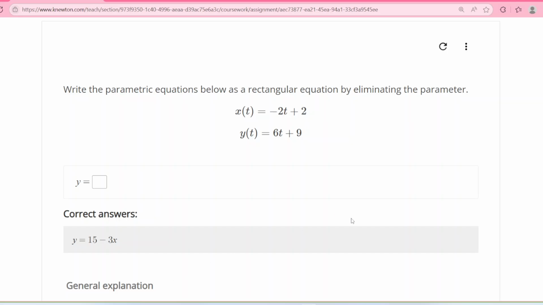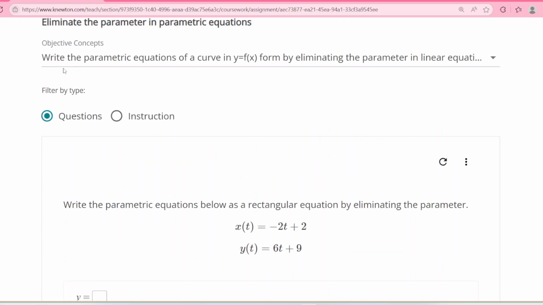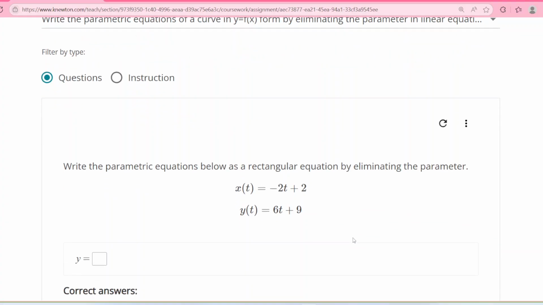Okay. And that's that for that objective, writing parametric equations in that form with linear equations for your parametric equation. We'll see some other ones. Every problem related to this objective is very similar to this one. So hopefully this helps you when you're working on Knewton Alta on your own. And thank you very much for watching.